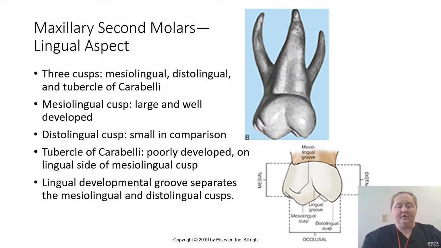Okay, here's the lingual aspect of our second molar. Again, this tooth is similar to the first molar of the permanent dentition. So we have 3 lingual cusps, a mesiolingual, a distolingual, and the tubercle of Carabelli, not cusp of Carabelli. It is now the tubercle, and that is, get my eraser.